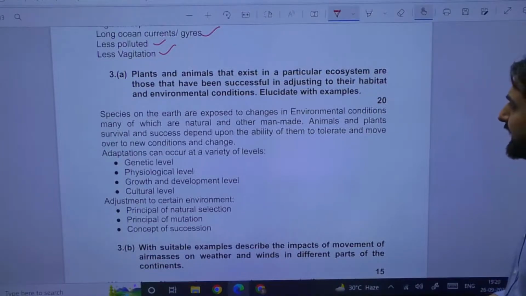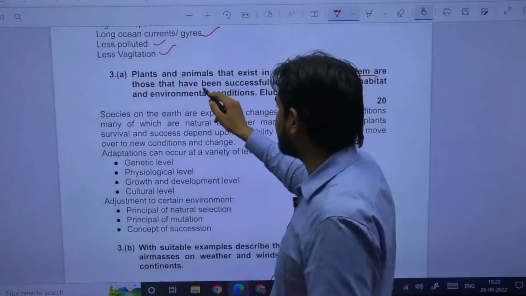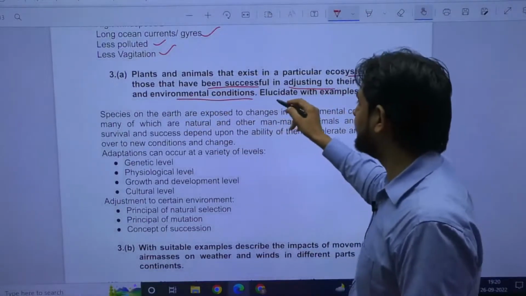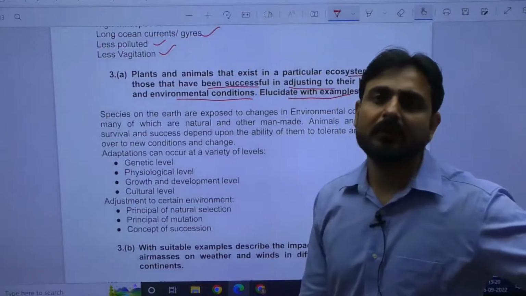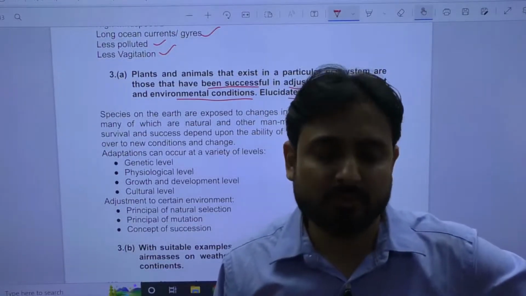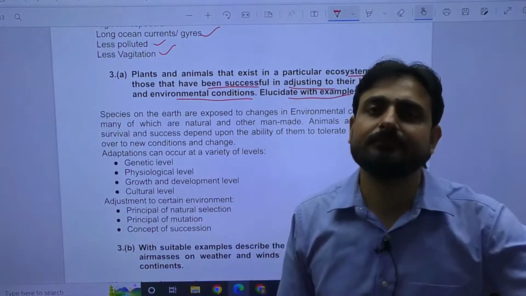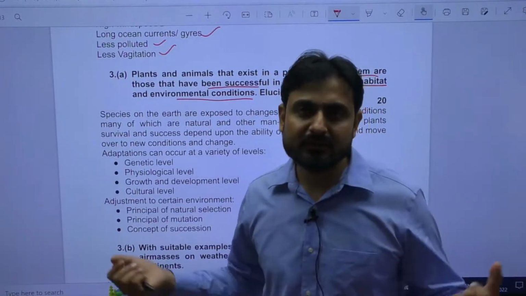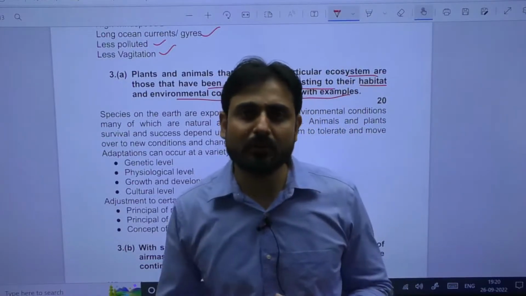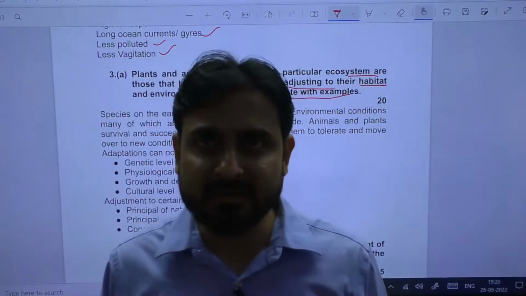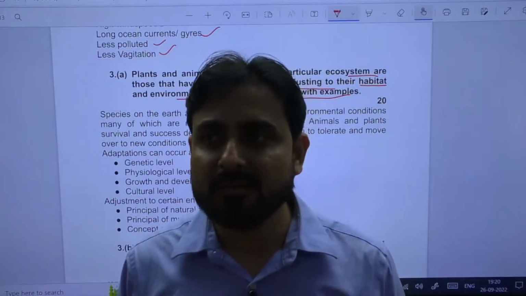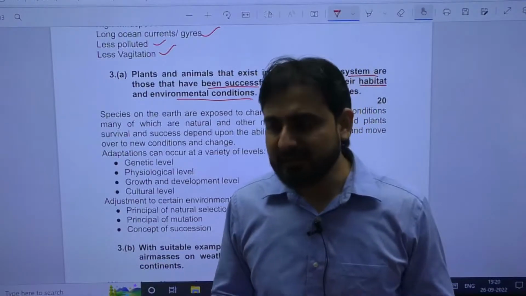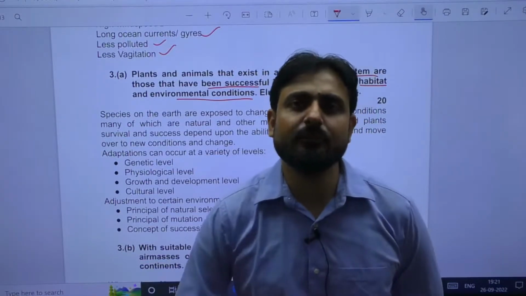Now, plants and animals that exist in a particular ecosystem are those that have been successful in adjusting to their habitat and environmental condition. You need to elucidate. Here, within the class you have already studied the system adaptation method. So not only humans, animals, plants, each and everything adapts as per the environment condition over a long time period. If you live at a higher altitude, then your body adapts to it gradually. If you move to colder areas or hotter areas, initially you feel some discomfort, then gradually you adapt to it.